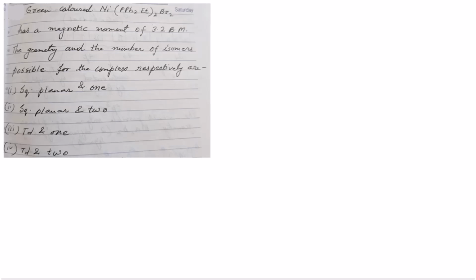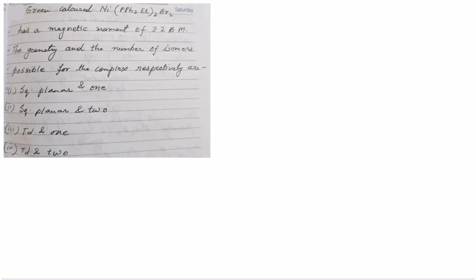So we have four options where we have to find out the geometry of the complex and the number of possible isomers. So how do we approach this problem? So we have what we have in the question. We have the magnetic moment which is given and we have the complex.